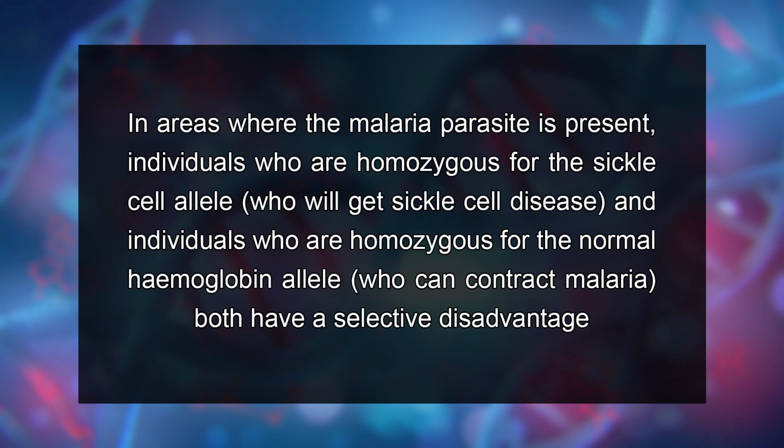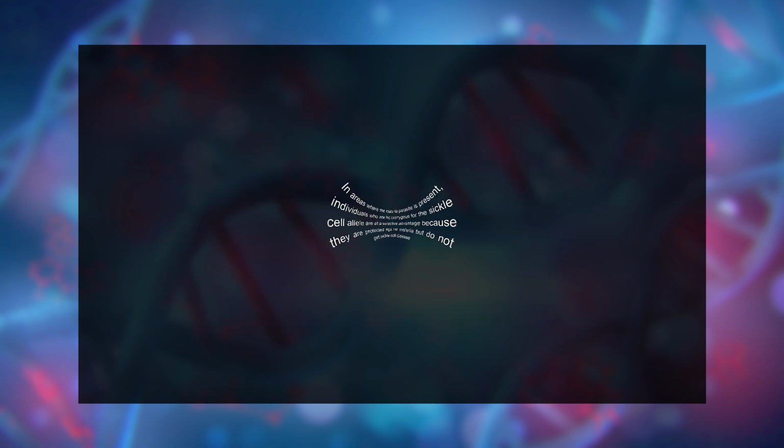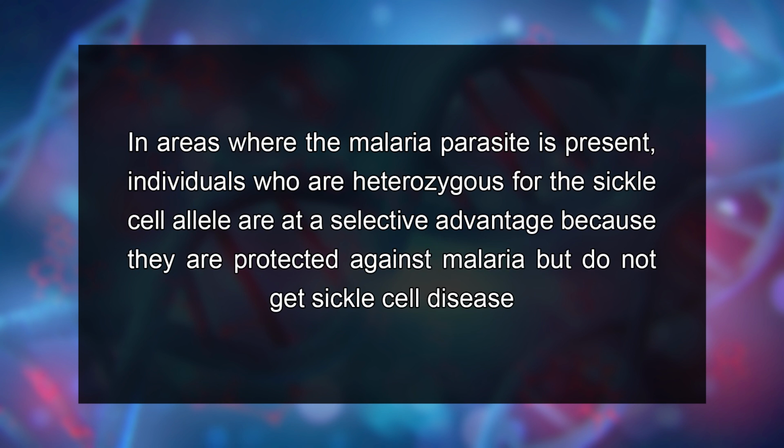In areas where the malaria parasite is present, individuals who are homozygous for the sickle cell allele, who will get sickle cell disease, and individuals who are homozygous for the normal hemoglobin allele, who can contract malaria, both have a selective disadvantage. In areas where the malaria parasite is present, individuals who are heterozygous for the sickle cell allele are at a selective advantage because they are protected against malaria but do not get sickle cell disease.